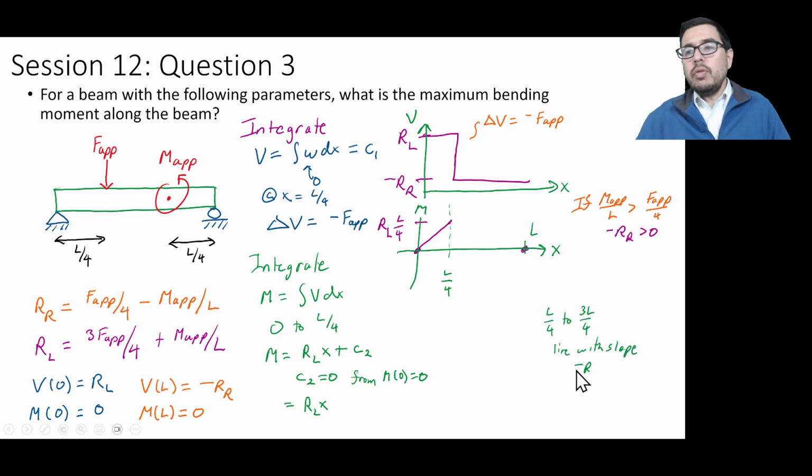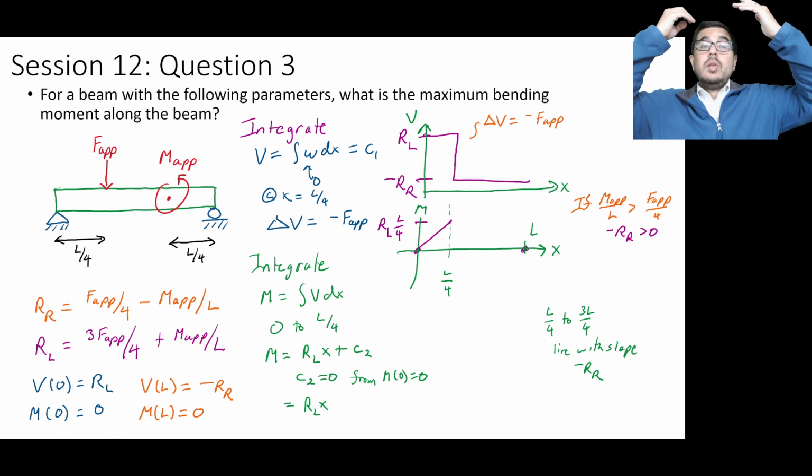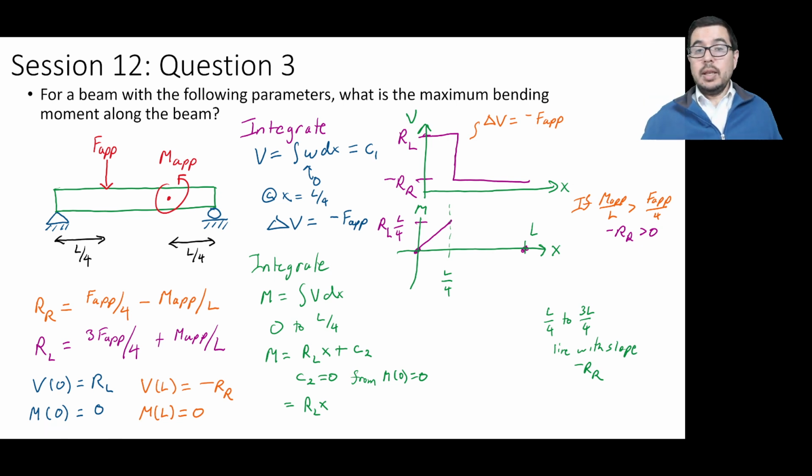Now, going from L over 4 to 3L over 4, that's going from here to about that location. We see that the slope is then minus RR. And so we ask ourselves, what is that slope, positive or negative?